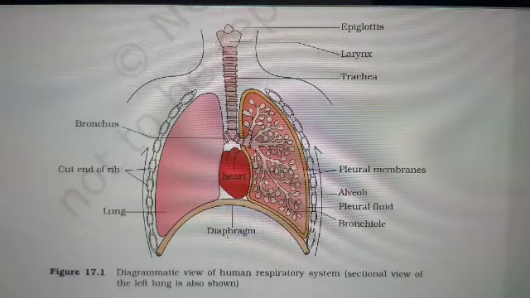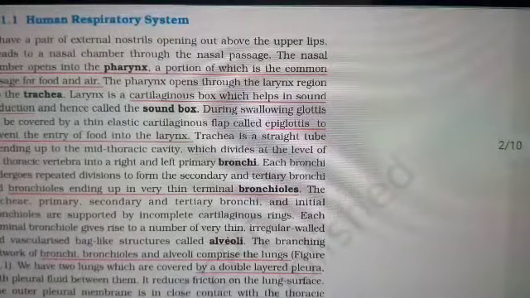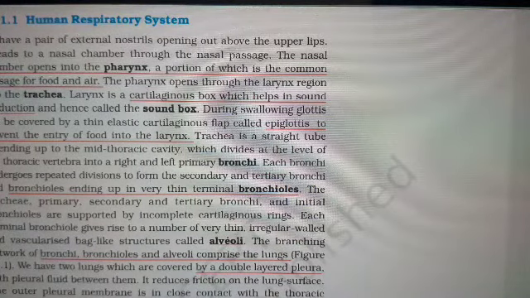That alveoli area is the most important part, the structural and functional unit of the lungs, where exchange of the gas takes place. So in this structure, the human respiratory system, the lungs are wrapped outside by the pleural membrane, and within that pleural fluid is also there, and in the alveoli the exchange of gases takes place. So the main parts included in the human respiratory system: a chamber opens into the pharynx, which is the common passage for food and air. So commonly both food as well as air pass through the pharynx. That is also important for NEET.